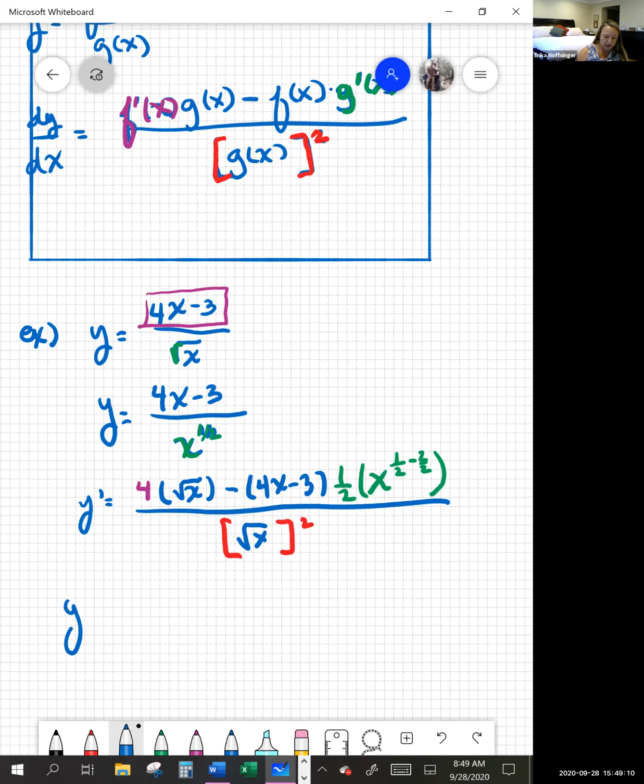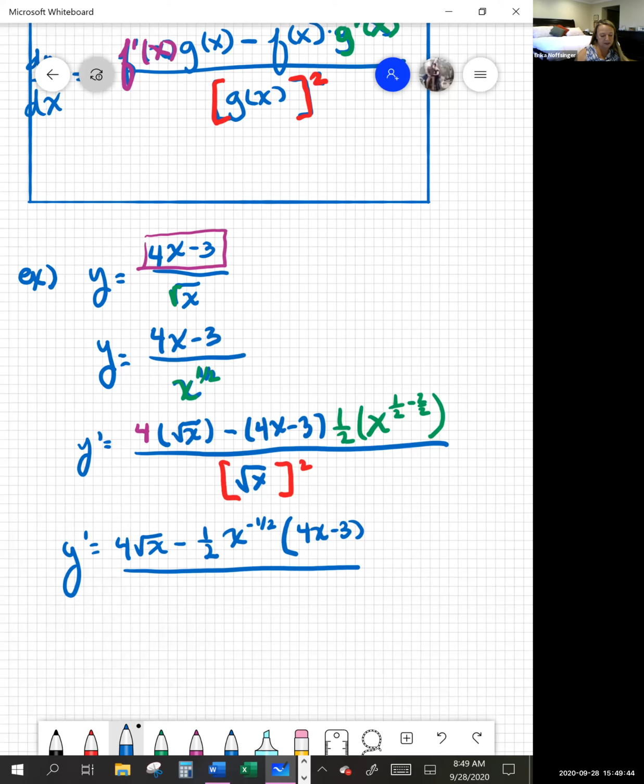Okay, so y prime is equal to 4 square root of x minus, let's pull this 1/2 out front. X to the 1/2 minus 2/2 is x to the -1/2. All times this 4x minus 3. And that is, well, if you square a square root, you're just left with what's underneath the square root, which is x.